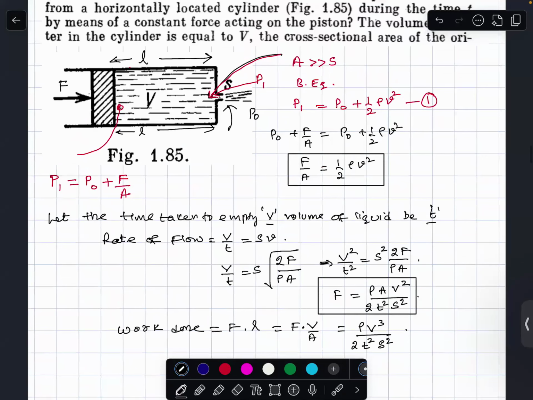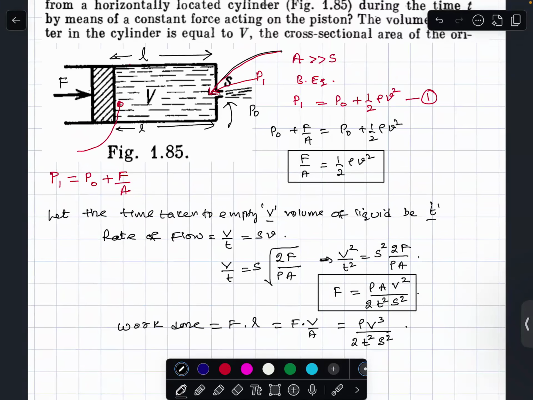Boys and girls, this is a very, very, very important question. A lot of times you will face such questions. Equation of continuity based. Any doubts? Right. Next.